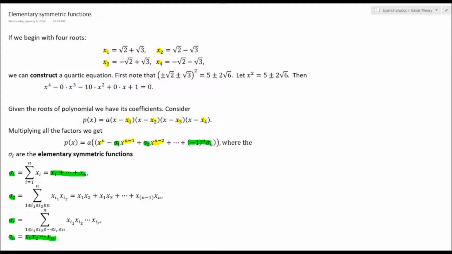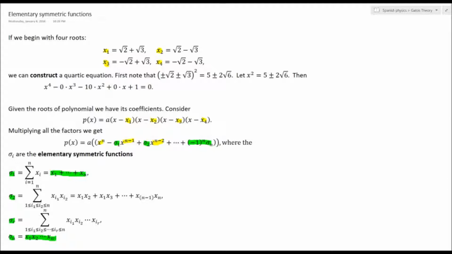to my constant term, which is negative 1 raised to the nth power times sigma n, where sigma sub 1 is the sum of all the roots, sigma sub 2 is the sum of all possible products of the roots, and with ordering, and sigma sub r, somewhere in the intermediate stage, is the sum of all products with r terms, and finally sigma sub n is the product of all the roots.